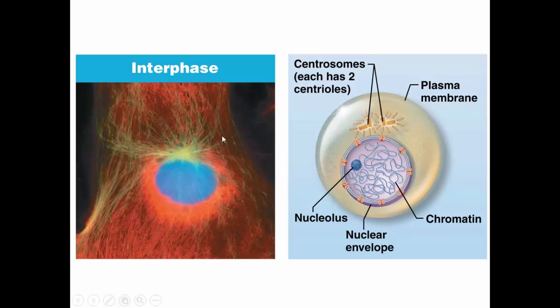So here is interphase. We're just a cell hanging out being a cell. We have these centrosomes with its centrioles. We have the nucleus. We see the chromosome is not condensed. It's just kind of stringy there, plasma membrane. Nothing exciting going on here.